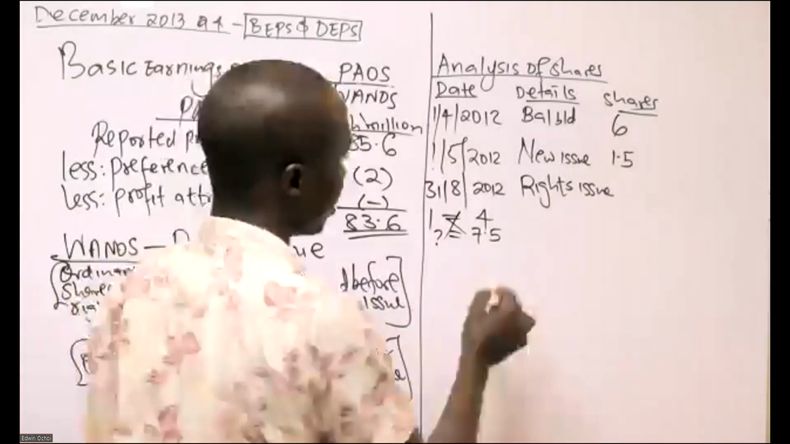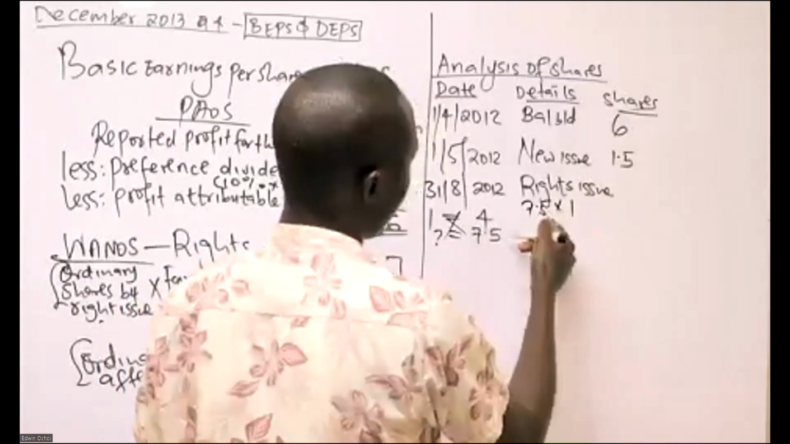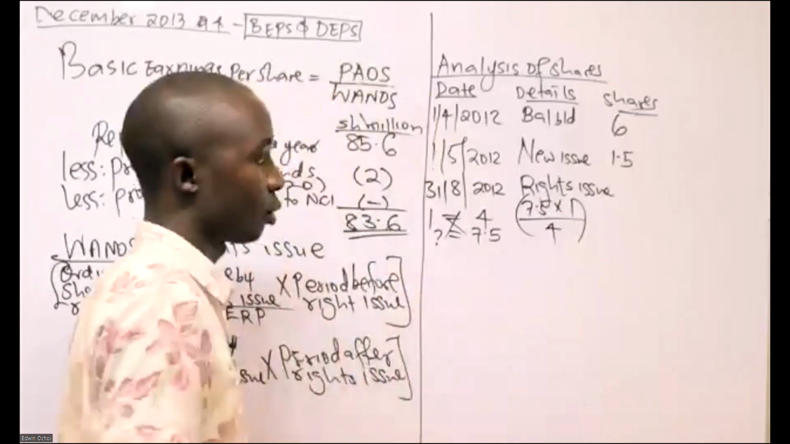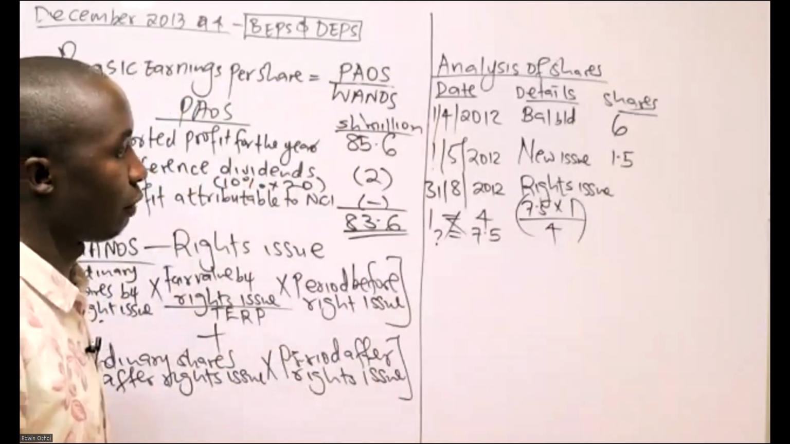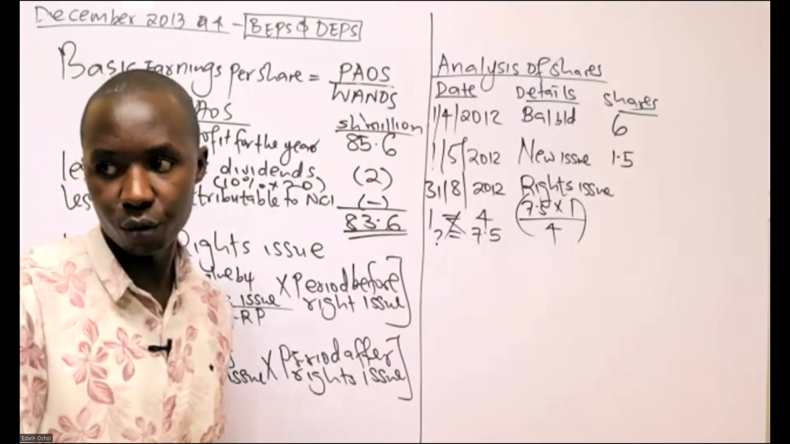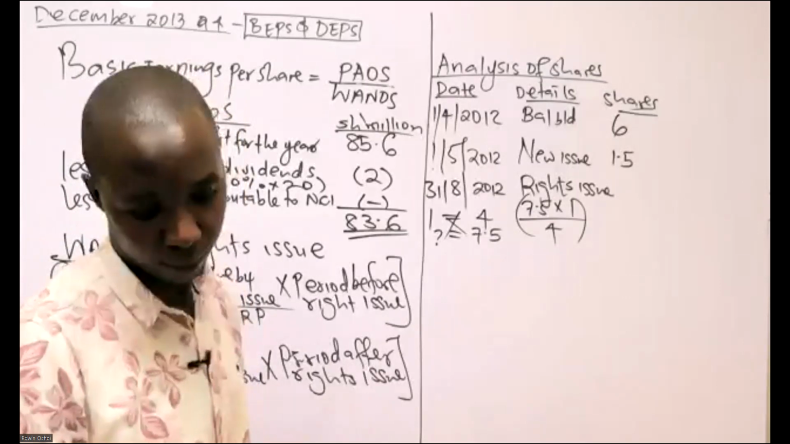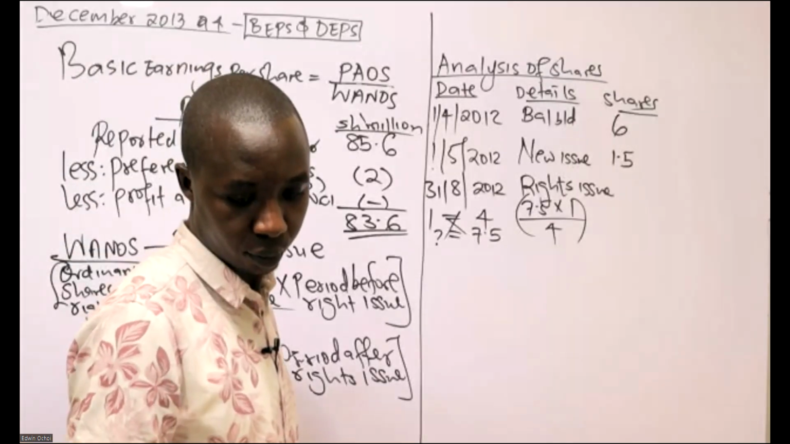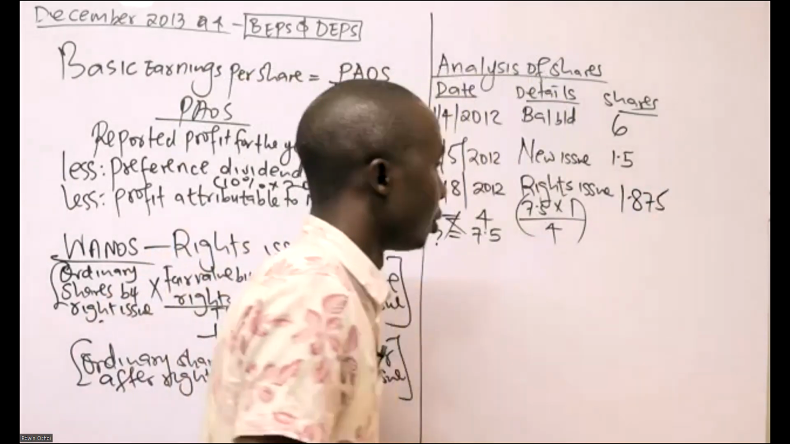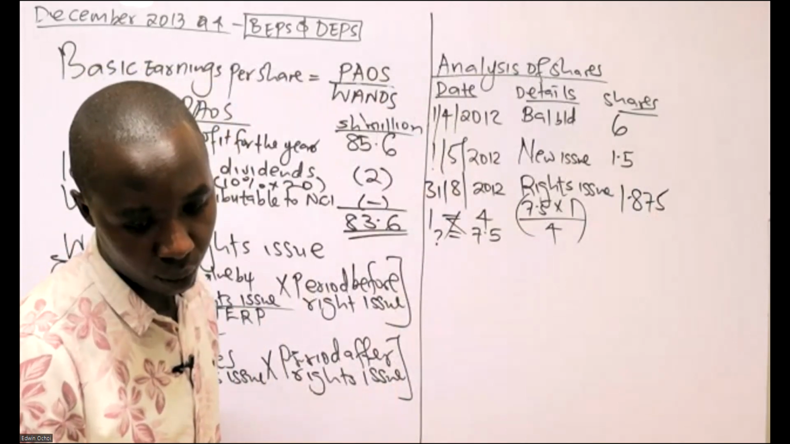We do a cross multiplication. So we say 7.5 times 1 over 4. 7.5 times 1, you divide by 4. So what do you have? I think you have to give me the answer. 1.875. So those are the number of shares which were issued through the rights issue.